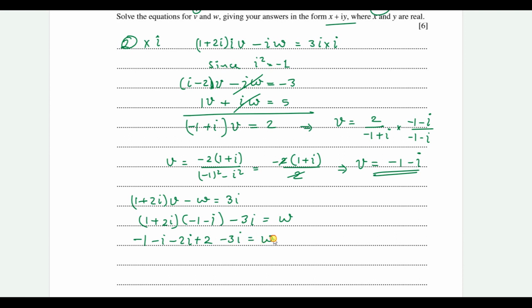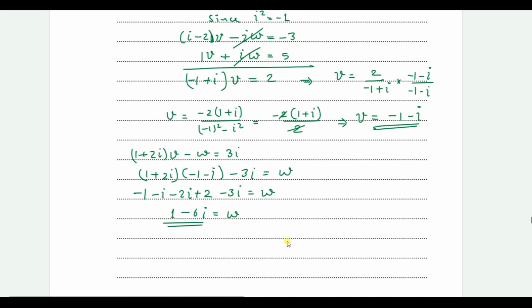Now we are going to add and subtract the like terms. So minus 1 plus 2 are like terms, so it is plus 1, minus 1 minus 2 minus 3 is minus 6 iota. So W is equal to 1 minus 6 iota. Now we have the answer of value of V and W in terms of X and Y. Or we can write the final answer in this way: V is minus 1 plus iota minus 1, and W value is 1 minus 1 plus iota minus 6.